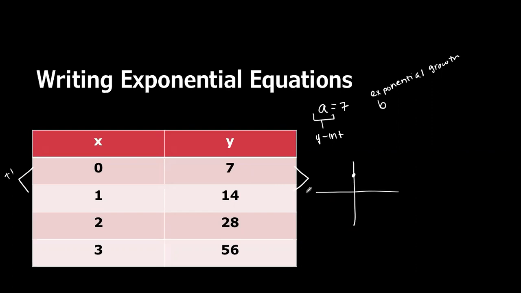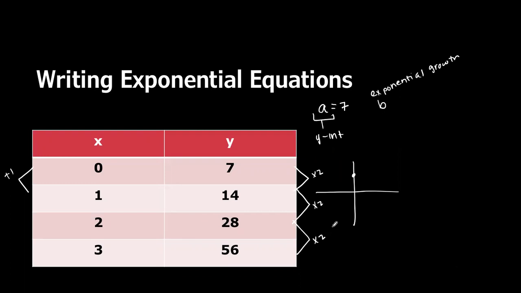Some of you can do this in your head. 7 times what will give me 14? 2, right? And we can see if that matches throughout the whole thing. From 14 to 28, what would I have to do? Multiply by what? 2. 14 times 2 is 28. 28 to 56? Times 2.